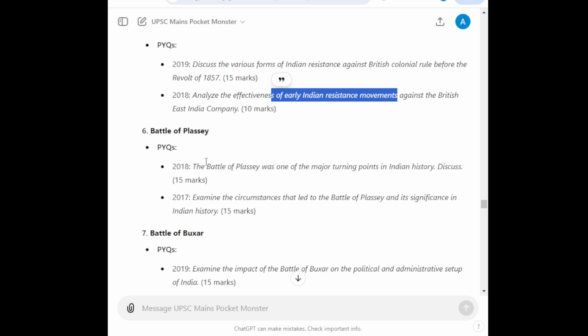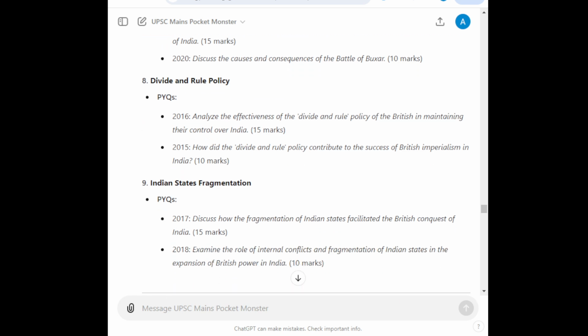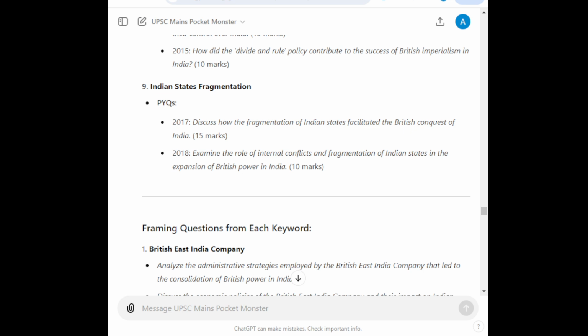Battle of Plassey. The more we go through these terms, these keywords, this language, the better our answers become. That's what I feel. Now it's time to incorporate the language of these subjects into our language. So, your Battle of Buxar and Plassey, divide and rule policy, Indian states fragmentation.